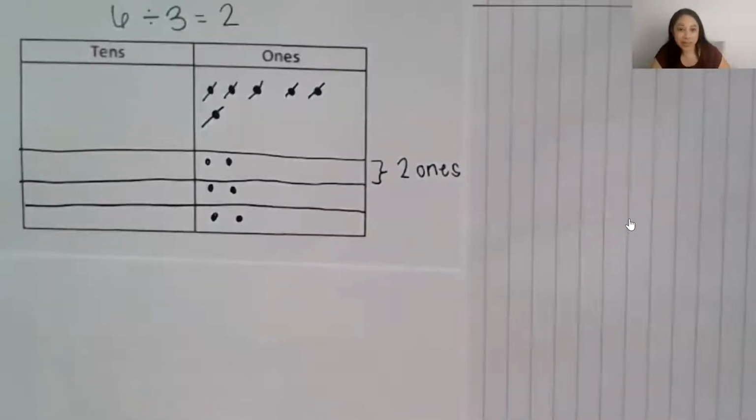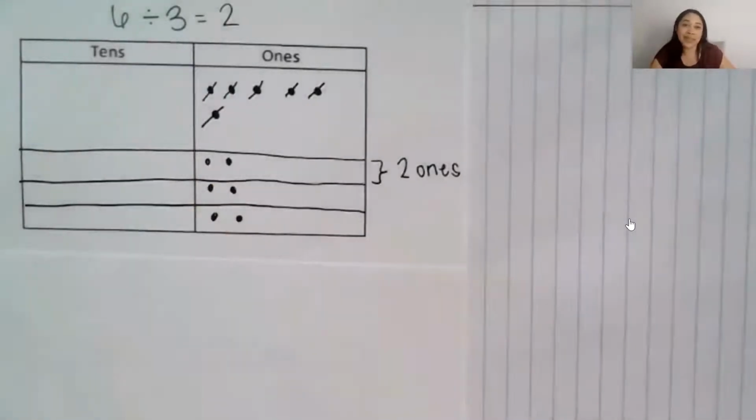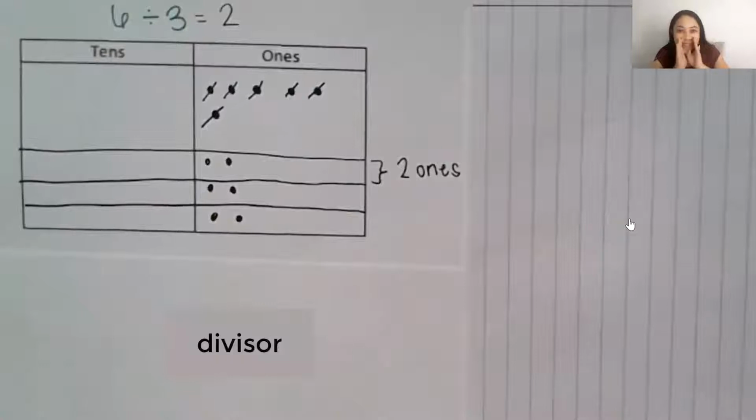Earlier, we referred to the number 6 as the whole, the total. It's what we were dividing. We also referred to the number 3 as a number in which we are dividing by. In mathematics, this number that you're dividing by is called the divisor. Say that word with me now. Divisor. Let's record the whole and the divisor in a new way.